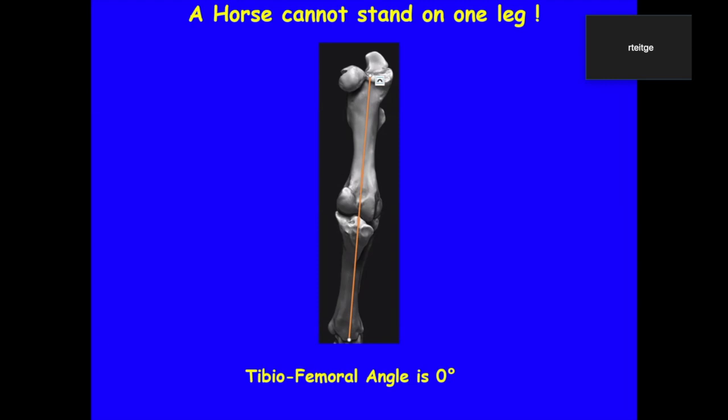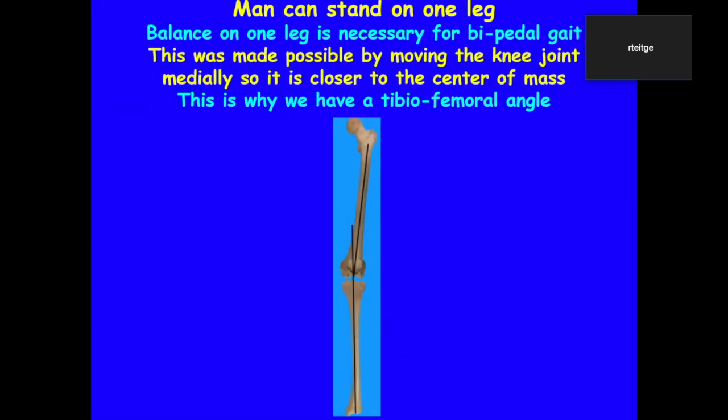Now, a horse cannot stand on one leg, and the tibiofemoral angle in a horse is 0 degrees because it is always standing on 2 legs. Man can stand on one leg, and we can balance on one leg, and balance on one leg is necessary for bipedal gait. And this is made possible by moving the knee joint medially so it's closer to the center of mass, and that's why we have, as I just said, a tibiofemoral angle.